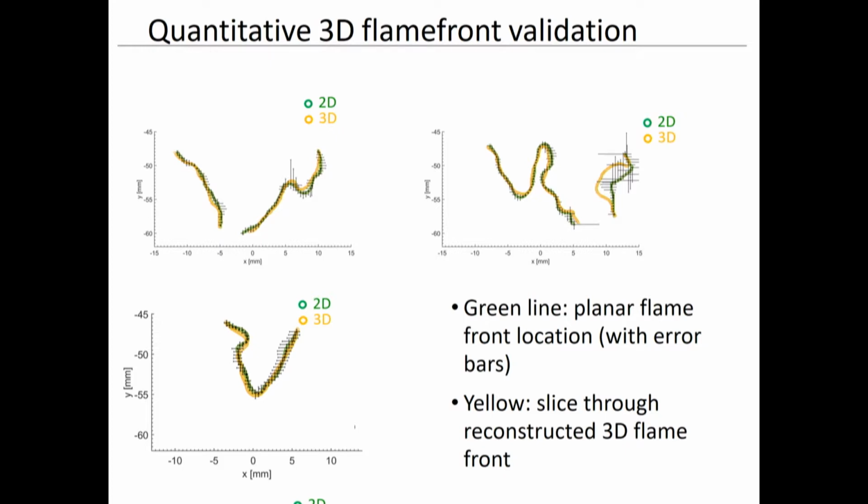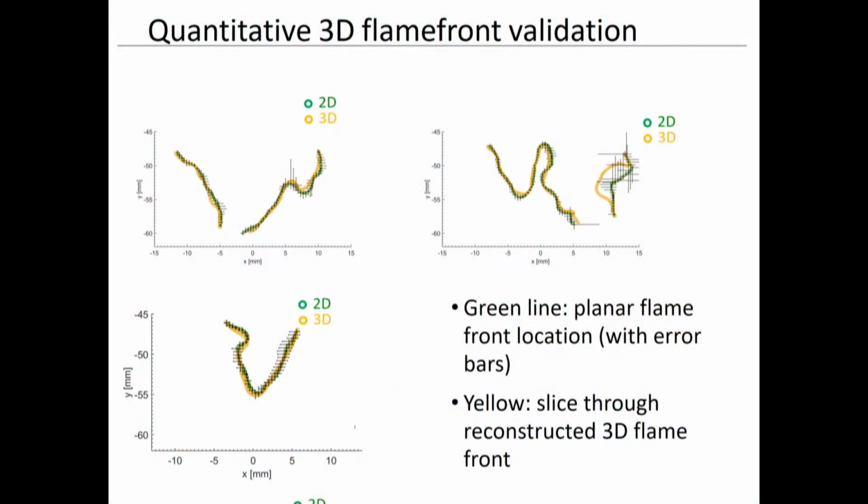The three-dimensional case is in yellow, the two-dimensional case is in green. And you see that there's a case where they agree quite well, and I have error bars on the two-dimensional case. Where they stop agreeing is largely where the uncertainty in the two-dimensional case is high. That's just because the gradient in the particle fields becomes weak. It becomes hard to say where the flame is, or there's big uncertainty in saying where the flame is. And that's also where the three-dimensional reconstruction has problems, right? So it's actually logical that would be the case.